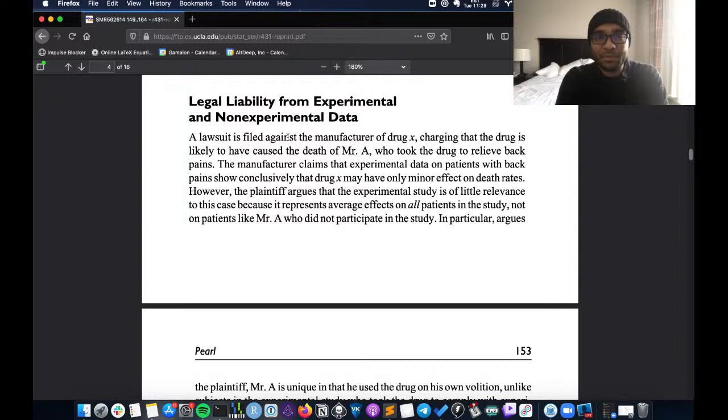Legal liability from experimental and non-experimental data. A lawsuit is filed against a manufacturer of drug X, charging that the drug is likely to have caused the death of Mr. A, who took the drug to relieve back pain. The manufacturer claims that the experimental data on patients with back pain shows conclusively that drug X may have only had a minor effect on death rates. However, plaintiff argues that experimental data is of little relevance to this case because it represents average effects on all patients in the study, not on patients like Mr. A, who did not participate in the study.